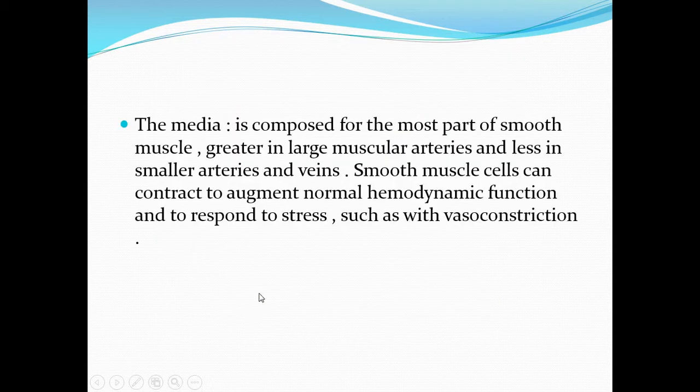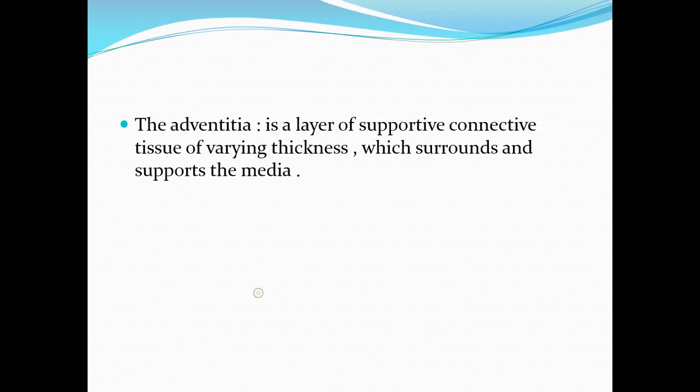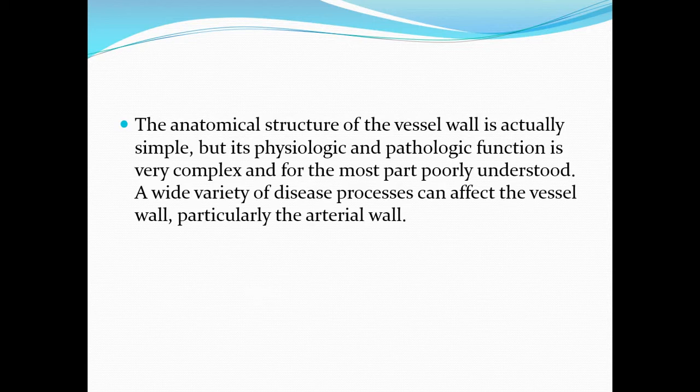The media is composed mostly of smooth muscles. It's greater in the large and muscular arteries and less in the smaller arteries and veins. Smooth muscle cells can contract to augment normal hemodynamic function and to respond to stress, such as with vasoconstriction. The adventitia, which is the outermost layer, is a supportive connective tissue that can vary in thickness and surrounds and supports the media. So the anatomical structure of the vessel wall is actually simple, but there are multiple physiologic and pathologic functions. They are very complex, and for the most part poorly understood.